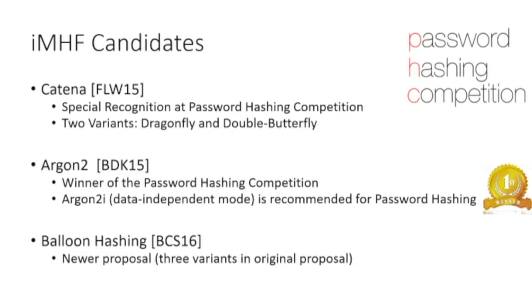Due to the recently completed password hashing competition, which started in 2013 and finished in, I believe, summer of 2015, we have lots of candidates for data-independent memory hard functions. Some of the prominent ones: there's a function called Catena, which received special recognition at the password hashing competition. And there are a couple different variants of the Catena hash function, Dragonfly and Double Butterfly. You've also got Argon2, which was the winner of the password hashing competition. So this is a particularly important memory hard function to understand.